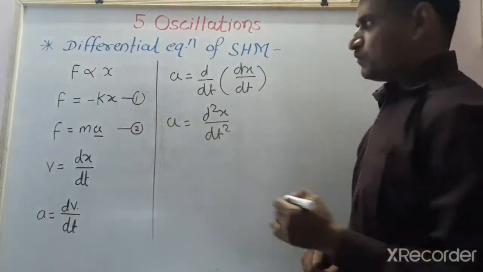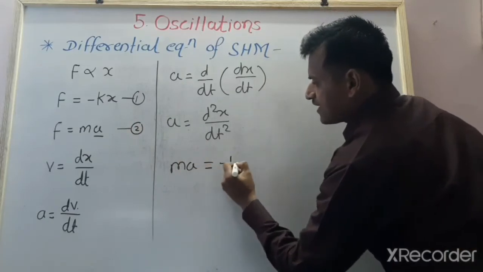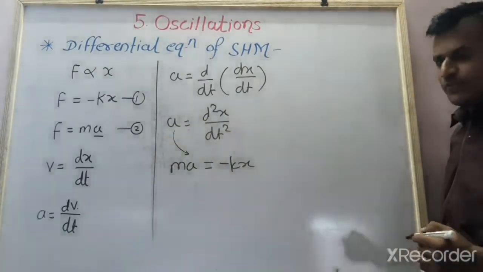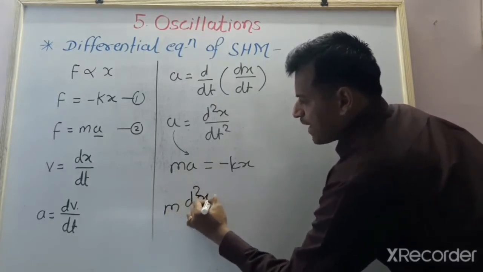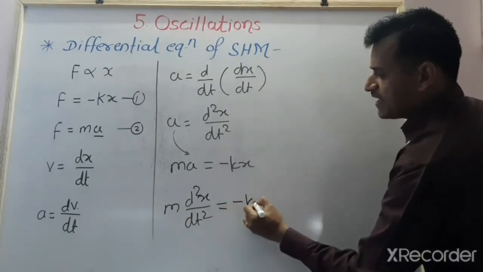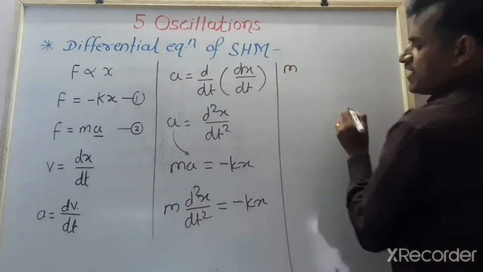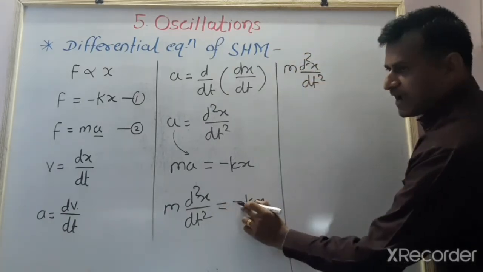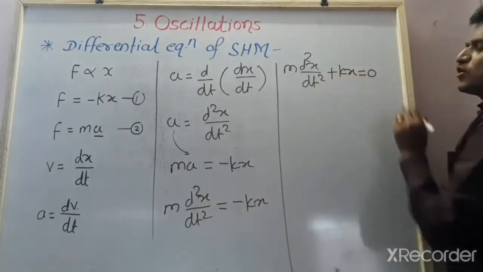Okay, now these are the two equations of the force. Compare equation 1 and 2, then we get ma is equal to minus k into x. Substitute acceleration in this equation, then the equation becomes m into d2x by dt square is equal to minus k into x. Or we can write m d2x by dt square, taking the minus sign to the left hand side, it becomes positive, plus k into x is equal to 0.